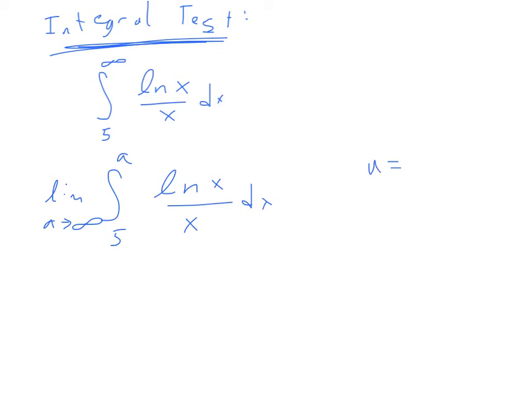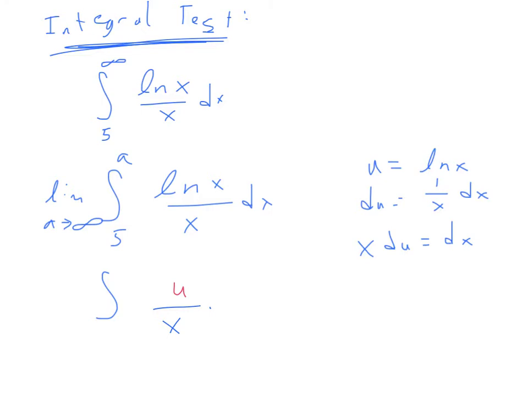We'll let our u be natural log x. du is 1 over x dx. So that means that x du is equal to dx. So when I bring this back to the problem, I'll have the integral, I'm going to leave the bounds off, of u over x times, and then my dx turns into x du. And that's super convenient because it means that these x's are just going to drop out.